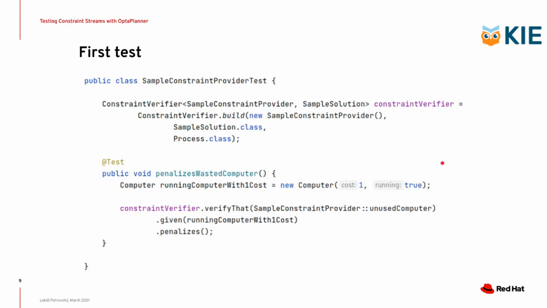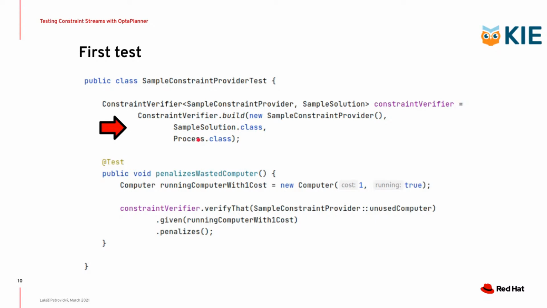There are two more important things there. First, this is how you instantiate the constraint verifier. You call the class and the method I already spoke about, and you give it a couple things. First, you give it an instance of your constraint provider. That was the class I've shown you previously. You also give it a class of your solution and a class of your planning entities.